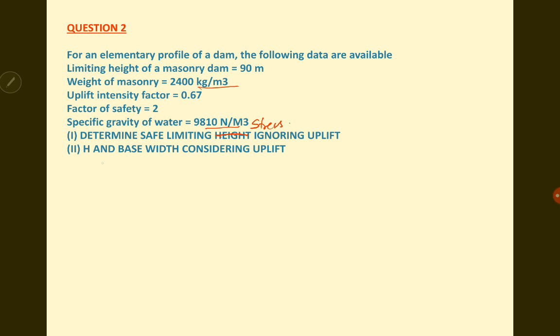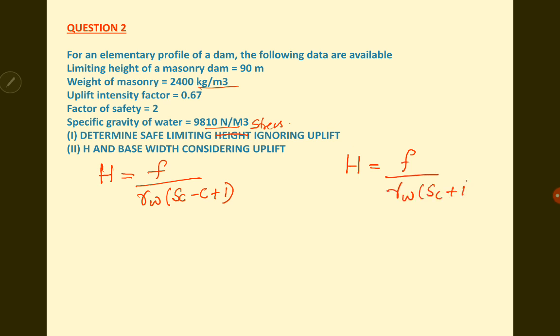Now you know what the safe limiting height is. What is the equation for finding the safe limiting height of the dam? It is H is equal to F by gamma W into (SC minus C plus 1), right? Now if you are not considering the uplift, what is the formula? This formula becomes F by gamma W into (SC plus 1). Okay, now just go through the question.